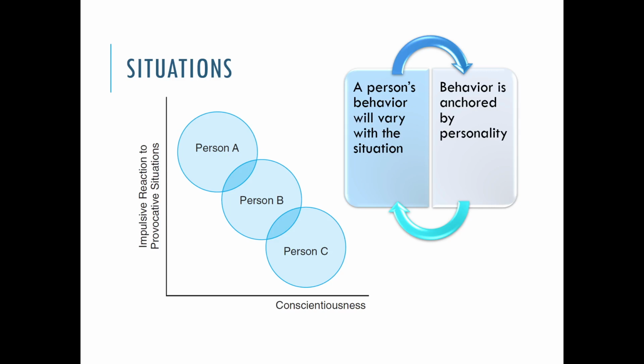But there's overlap, right? Now, person C doesn't really overlap with person A. Person C is much more controlled in their response than person A is. But there's some overlap as we're going down this conscientiousness pathway, where person C sometimes will look as impulsive as person B does. And sometimes person B will look as impulsive as person A, depending on the situation and on what this provocative situation is, right?